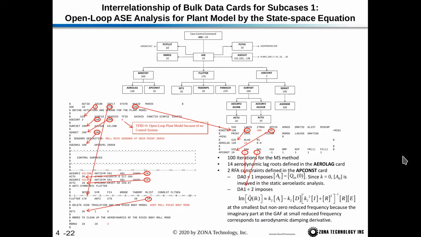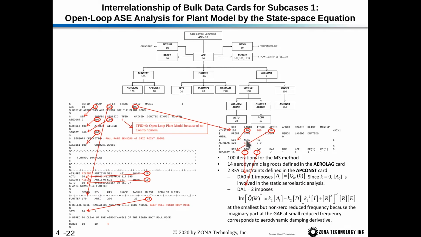So this is the interrelationship of the bulk data cards for subcase 1, which is the open loop ASE analysis. So our ASE card here refers to an ASE controller, which only defines our control surfaces and sensors. The remaining fields are blank, so this is an open loop analysis. The ASE card in the RAA ID field refers to the MinStat card. So IT max is 100 here, so we're using the modified minimum state method.